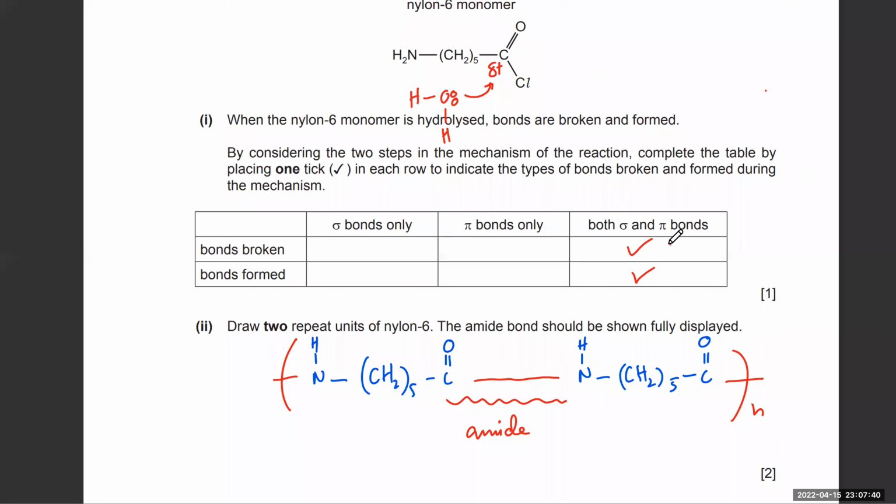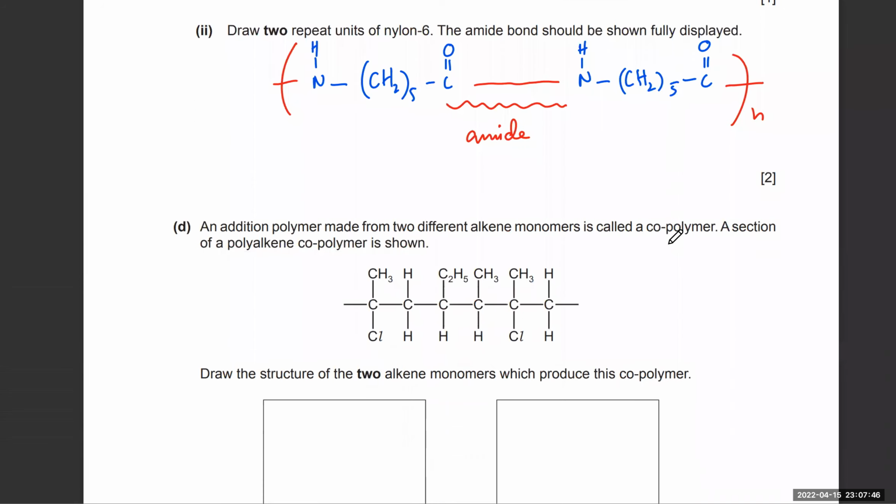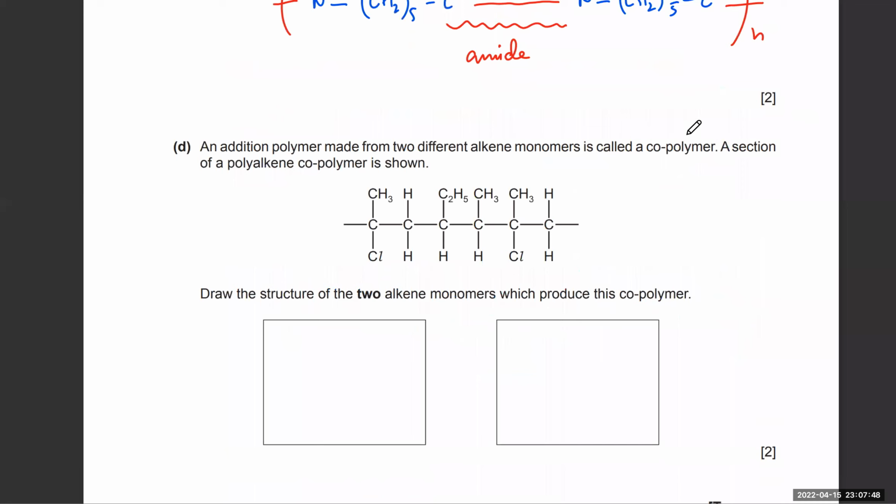Yes, sir. So now, next one is an addition polymer made from two different alkene monomers. It's called a copolymer. A section of the copolymer is shown, and it asks to draw the structure of the two alkene monomers which produce this copolymer. So just look at the repeat units. That's one, that's the other one. Get rid of the bonds between the units. Remove the linkages, put the double bond back again.